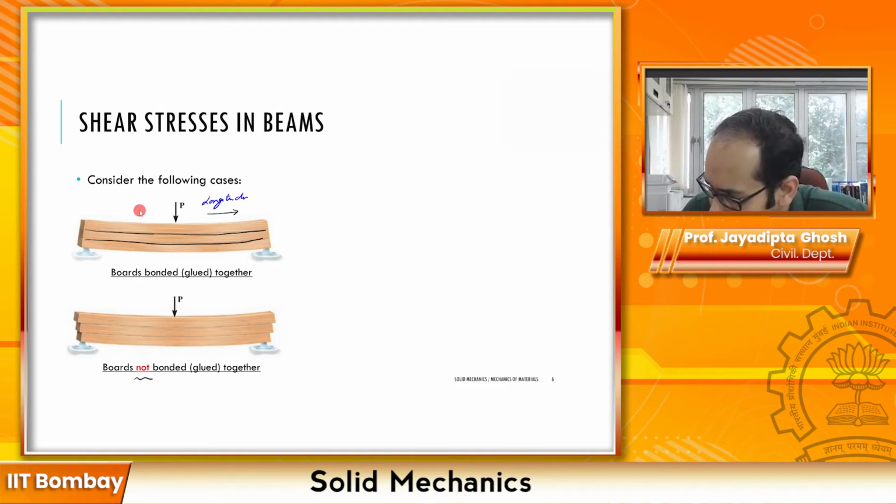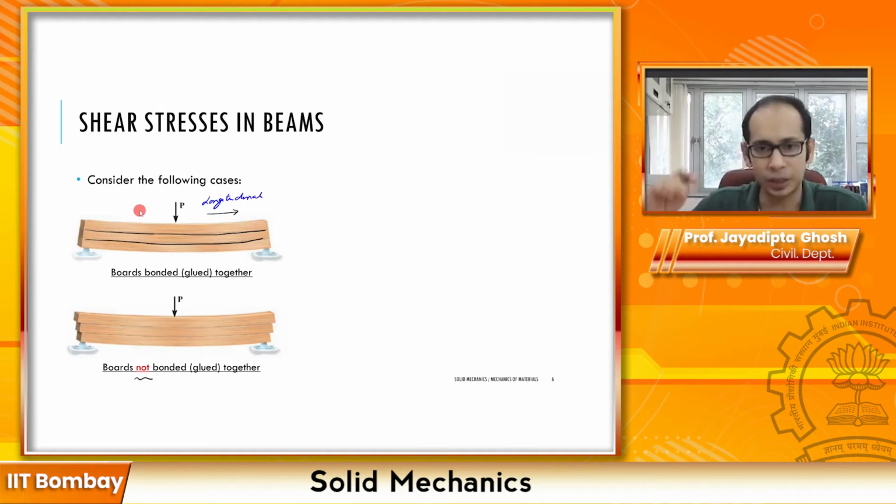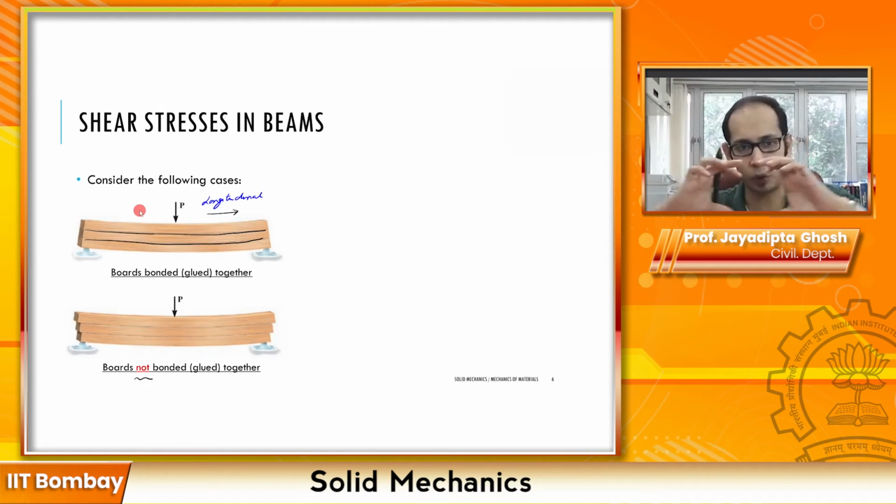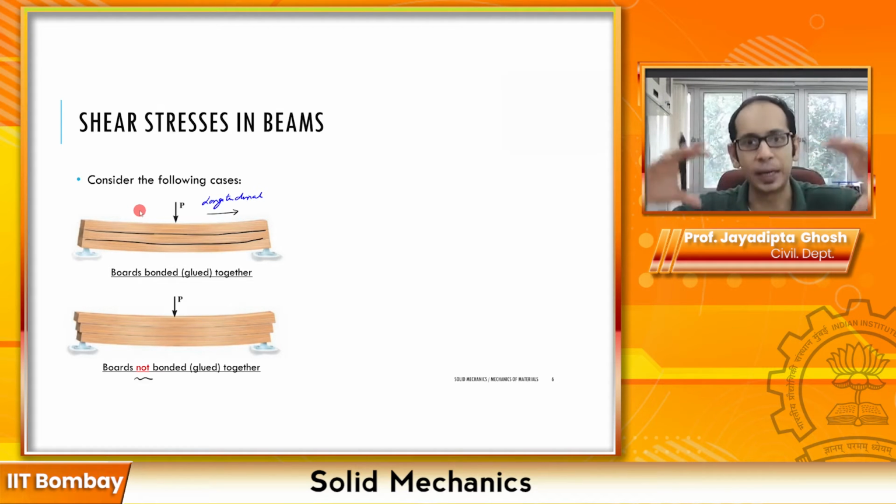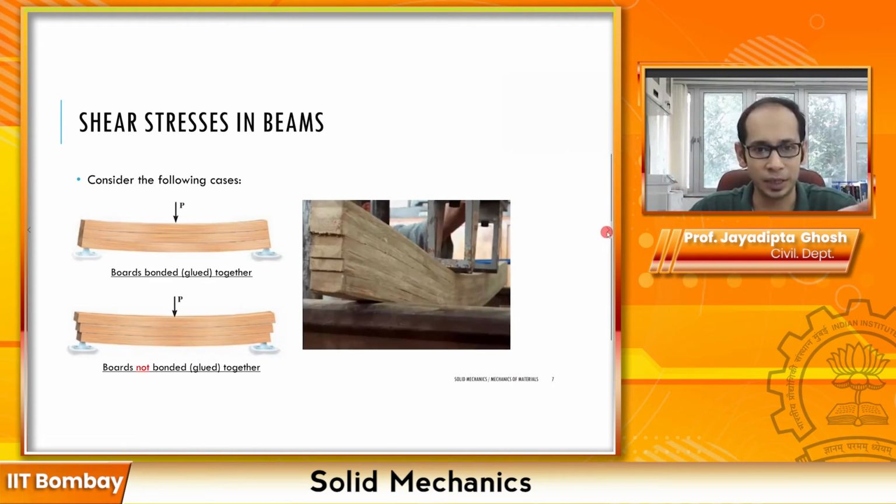So it is resisting some amount of force in the longitudinal direction to keep all the boards together and bending in a kind of uniform manner, right? So if you want to look at an experiment, this is done in the lab over here. Similar kind of setup: you have a support at the two ends, and a point load at the center. You see over here how the boards are sticking out, sliding from one another. So what does that tell you?